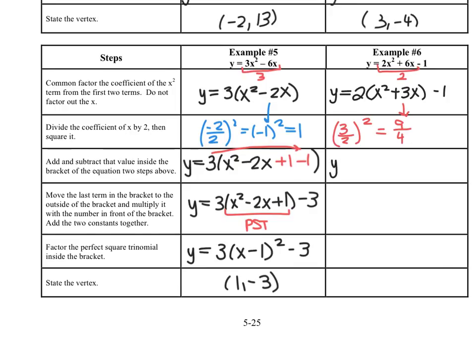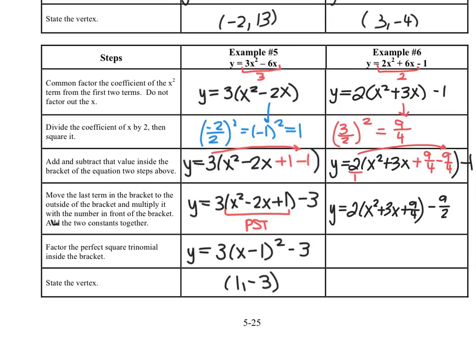So now, I go y equals 2 bracket x squared plus 3x, add 9 over 4, subtract 9 over 4, close your bracket, and don't forget about the minus 1. Now, I'm going to bring the 2 in, so I'm going to multiply it by 9 over 4, and if you want to put it over 1, you can. y equals 2 bracket x squared plus 3x plus 9 over 4. Okay, and then you're going to have 2 times 9 is 18, 1 times 4 is 4, so it's going to be minus 18 over 4, but 18 over 4 simplifies to 9 over 2.